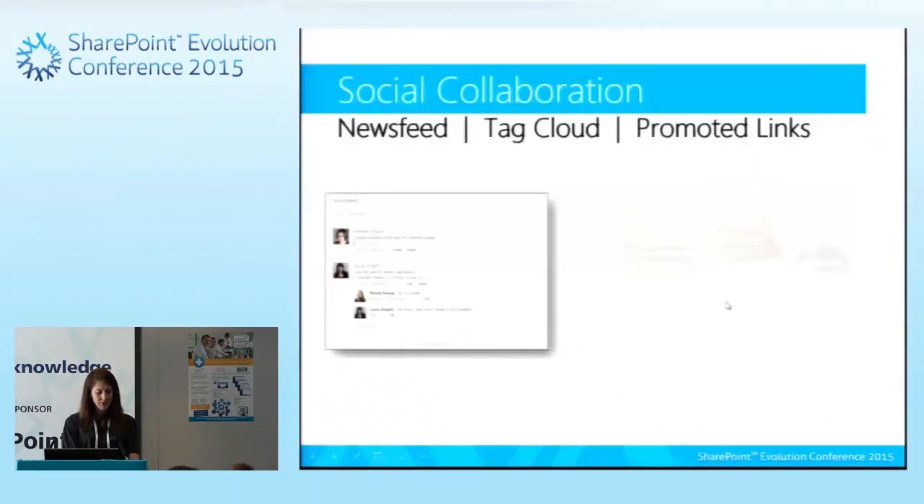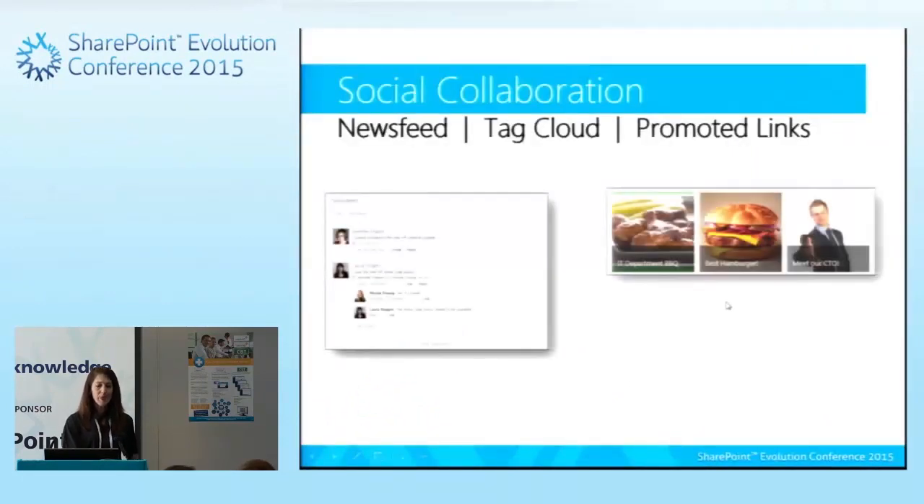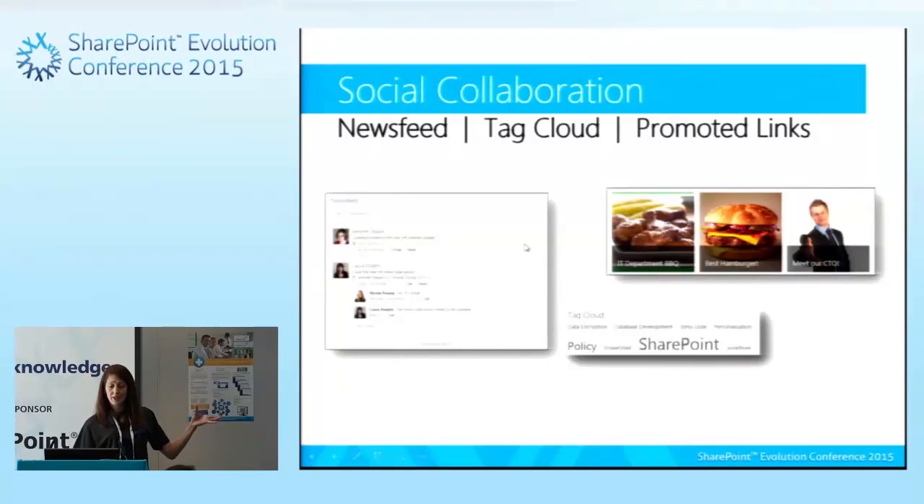Okay, next we have some social web parts. We have a news feed, which is fairly new in this current version of SharePoint. We have a tag cloud, and then we have promoted links. Now, promoted links, I'm referring to that as social collaboration because it's actually just a SharePoint list. But I was sure to include this in my slides because it seems like it's a web part. It's a very pretty web part.